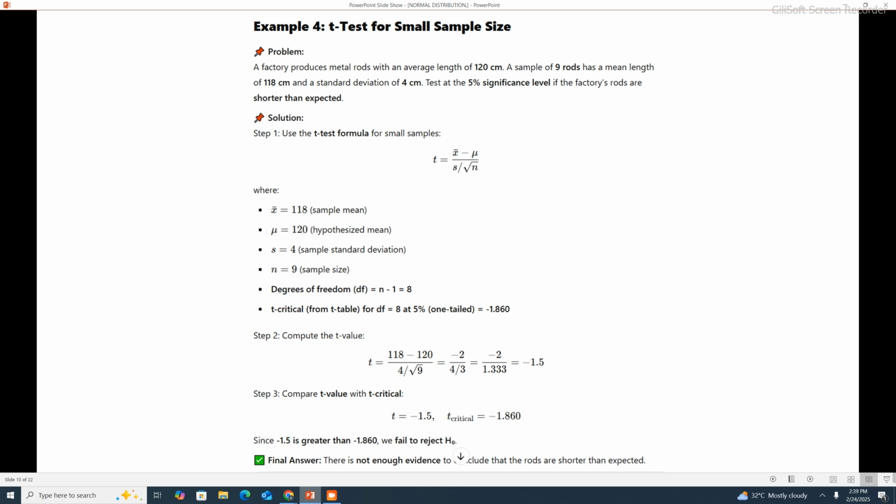Now, look at it. I will show you the table later. From the t table, you will use your significance level, which is 5%, and the degree of freedom. Those are the two things that you use to check on your table. When you check the table, we'll get minus 1.80. So we'll bring those values down now. Look at it: 118 minus 120, all over 4, all over root 9. You subtract, this is minus 2. Root 9 is 3.